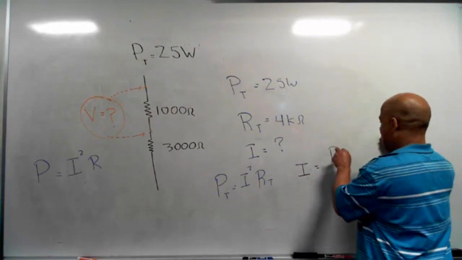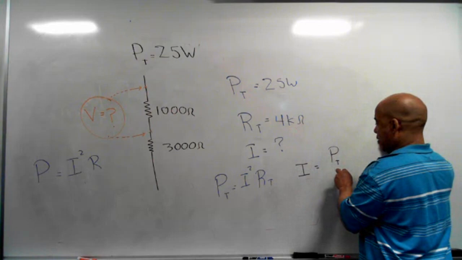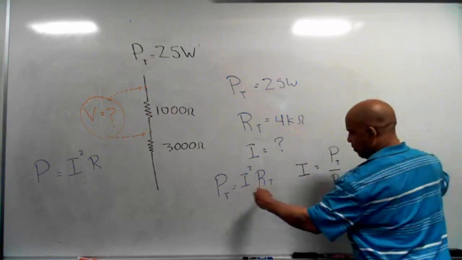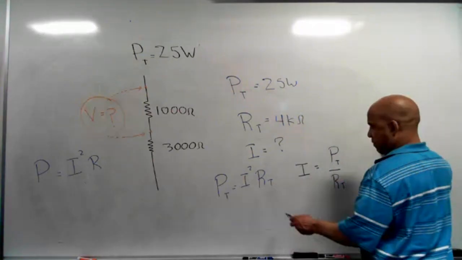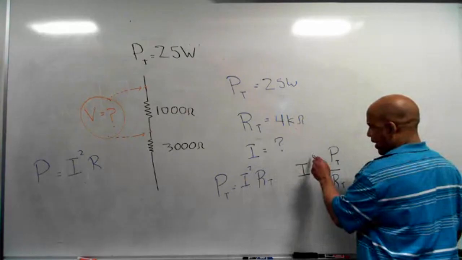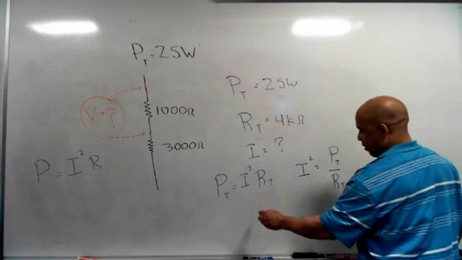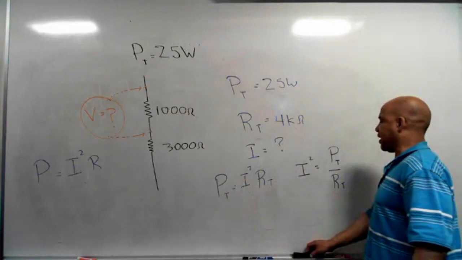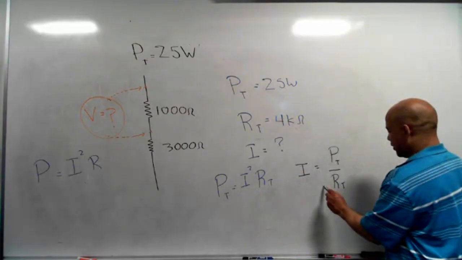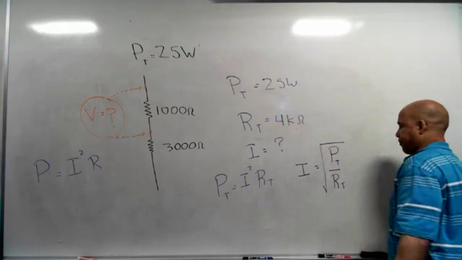equals PT divided by RT. If I divide both sides by RT, I get this. But then I still have I squared, so I divide this by RT and that by RT, left and right side. I've got to undo the square, which means I'm going to take a square root. So when I solve that equation, I end up with that.